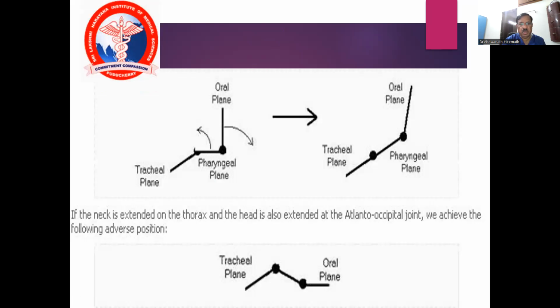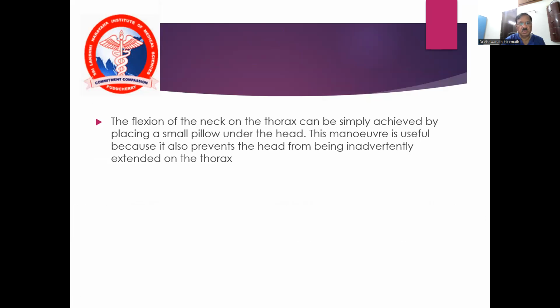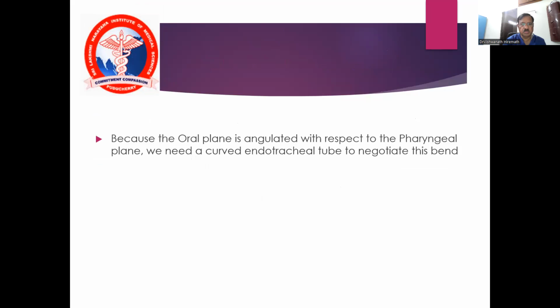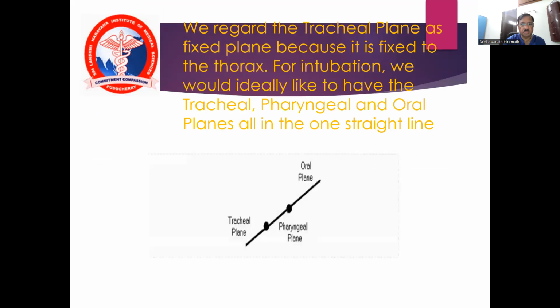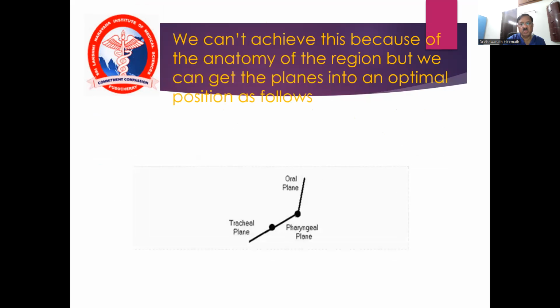So, again telling you, the flexion of the neck on the thorax and extension of the atlanto-occipital joint will align the three axes, and it will be easy to carry out the endotracheal intubation.